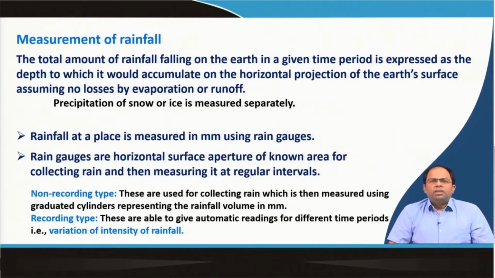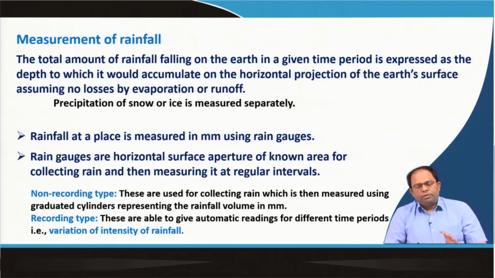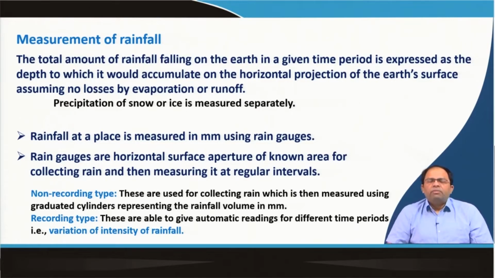So, how do we measure rainfall? Rainfall is measured in millimeters. As I was telling you, on a horizontal projection of the earth's surface, the height of water that accumulates on a unit area is measured in millimeters. So, whenever we measure rainfall, it is in millimeters, and the instruments that we use to measure rainfall are called rain gauges.